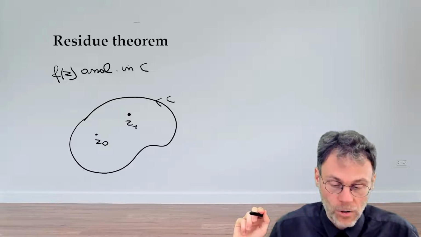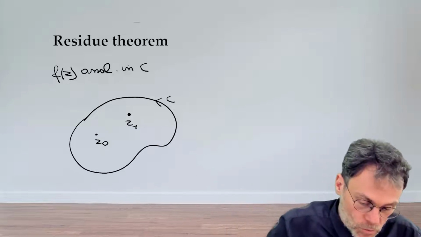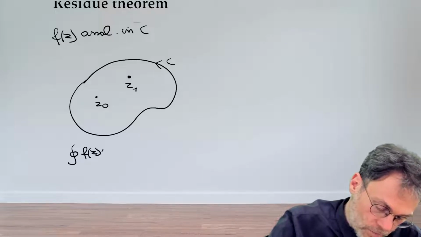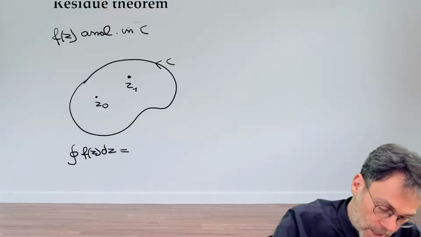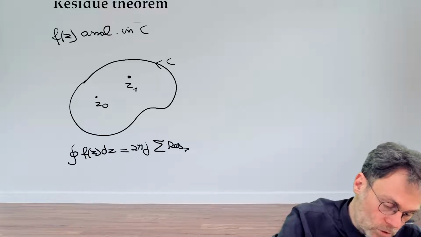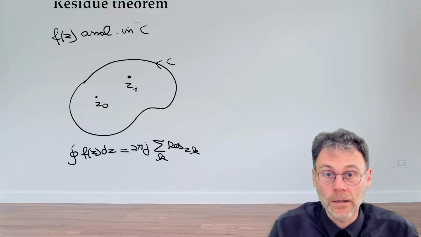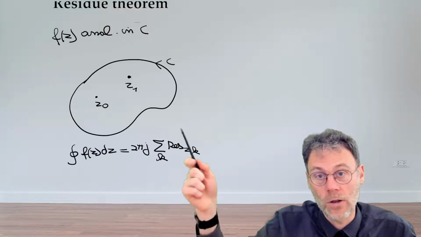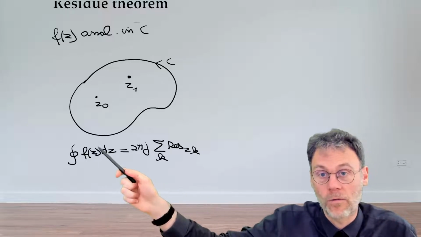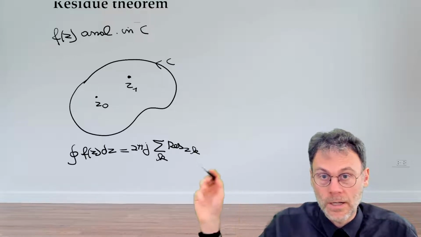We have our function, we have a set of isolated singularities inside. The residue theorem tells us that we can calculate the contour integral of f of z dz simply by taking the sum, 2 pi j times the sum of all the residues of all the isolated singularities inside. And if at some later stage we find a shortcut to calculate these residues without calculating the contour integral, then we have found a very nice way of calculating that contour integral. Good, so that's the setting.